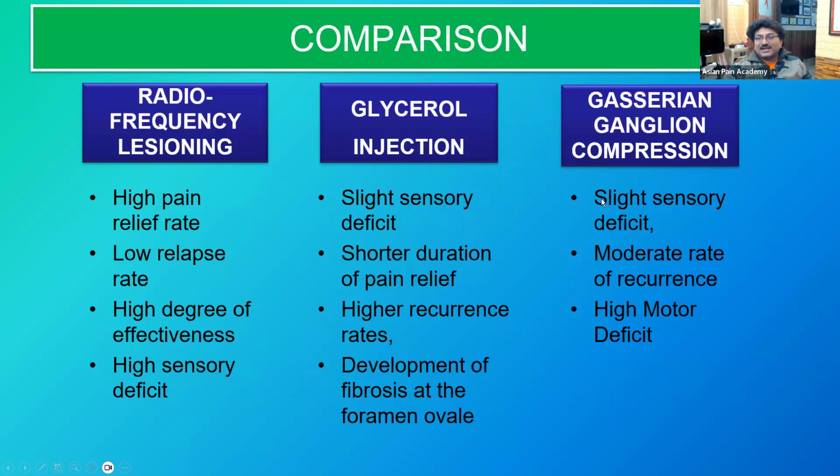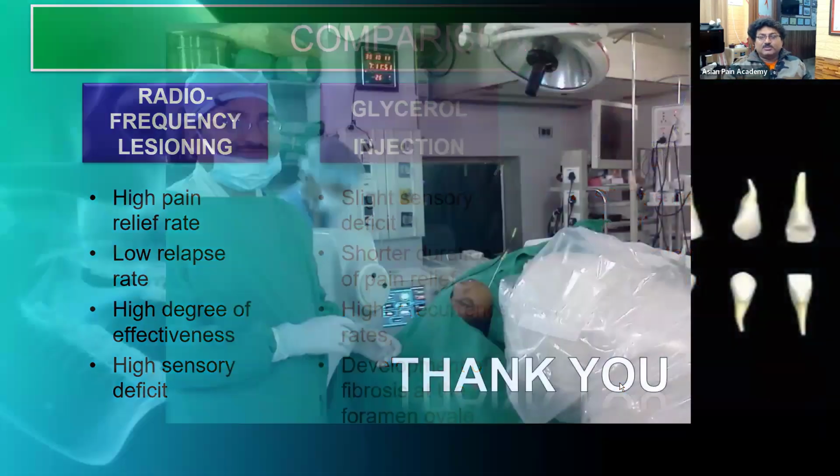Whereas the Gasserian ganglion compression has slight sensory deficit, moderate rate of recurrence, and high motor deficit. So comparing everything, we usually prefer doing the radiofrequency ablation in most of the cases.